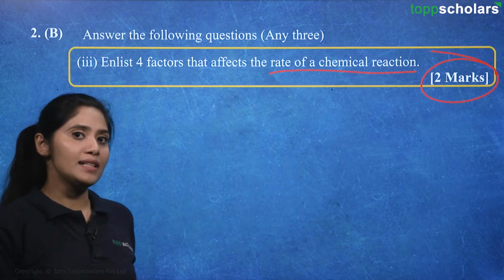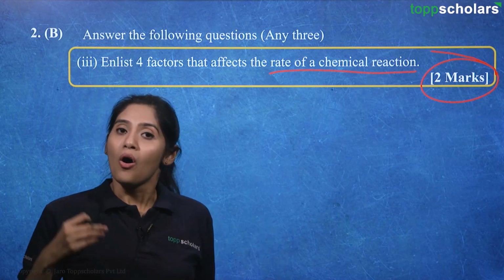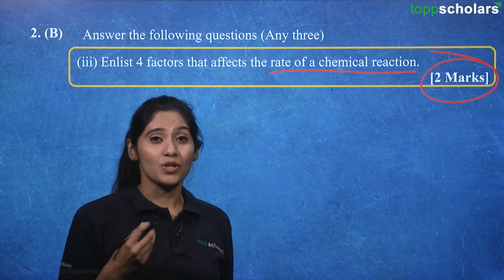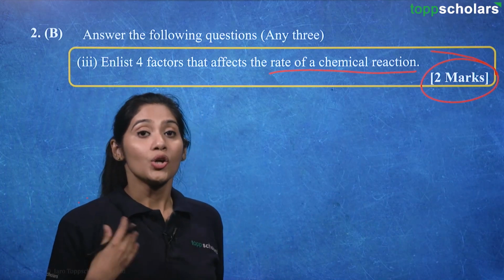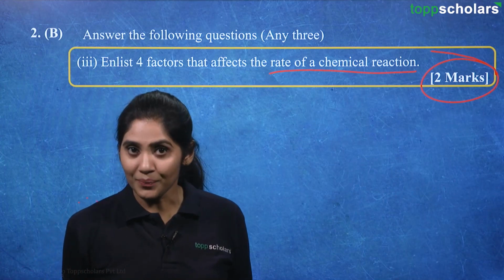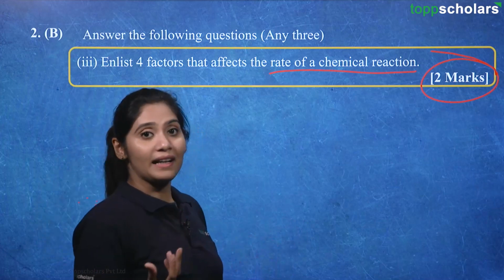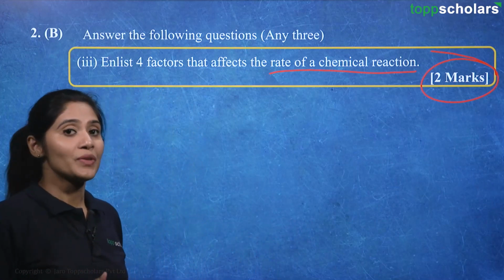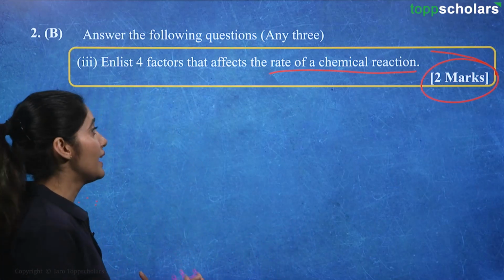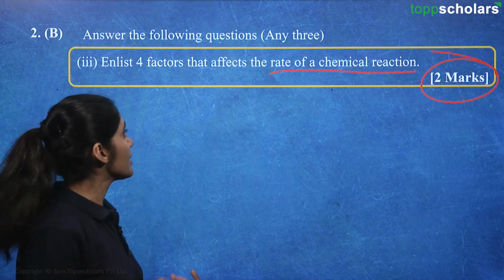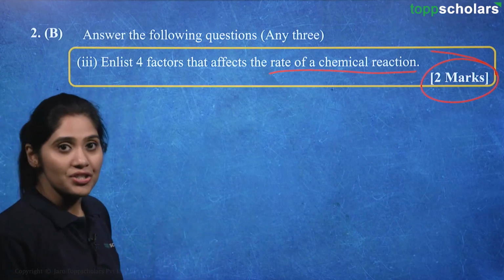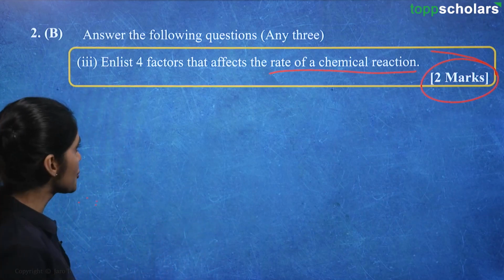All the industries have different types of catalysts and enzymes to increase the rate of reaction in their industry, right? So what are the factors that can be changed or improved so that the rate of chemical reaction can be changed? Okay, so let's see the solution to it.